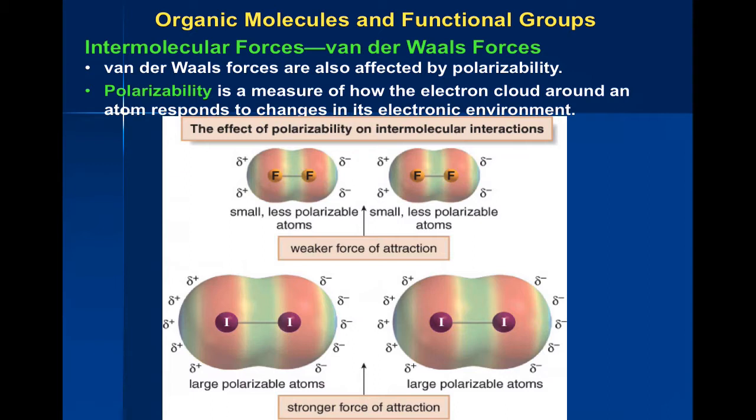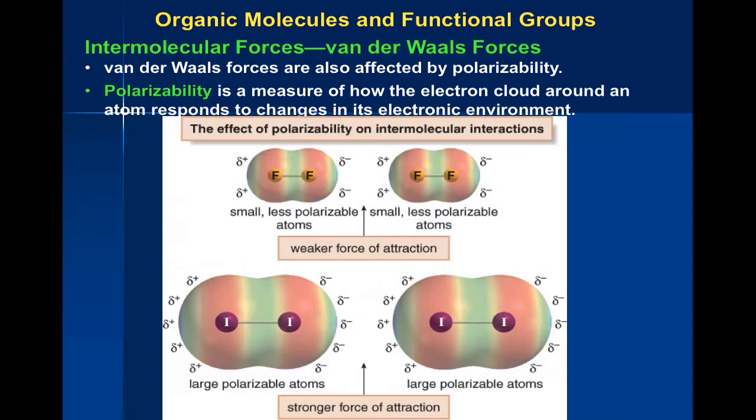Take-home message here is small atoms are not very polarizable. Larger atoms are more polarizable. You're going to figure out why that is through your homework, okay? But the larger the atoms, the more polarizable. The more polarizable, the more van der Waals interactions. The more van der Waals interactions, the more differences that you have in physical properties.